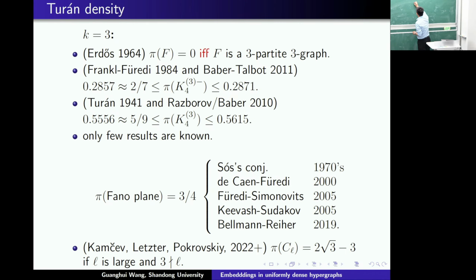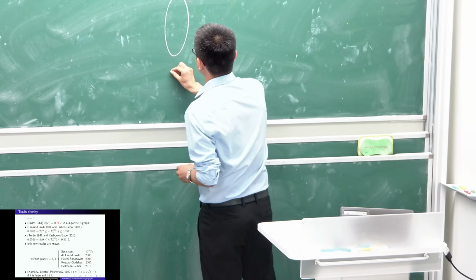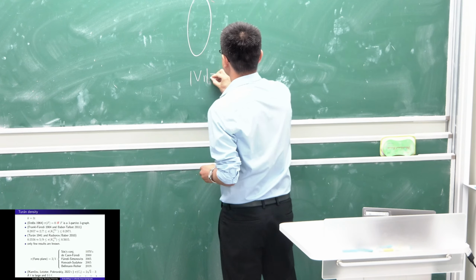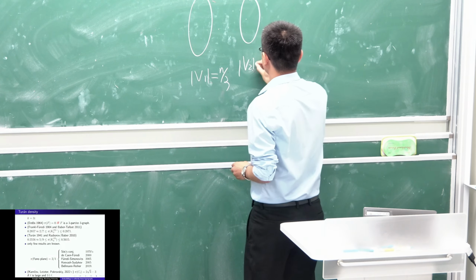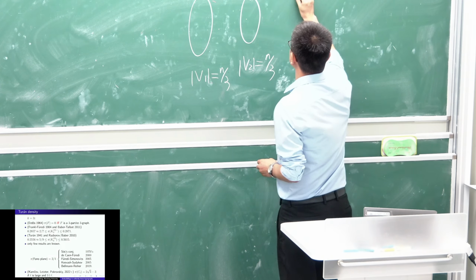So we divide the vertex set into 3 parts: V1, V2, and V3.